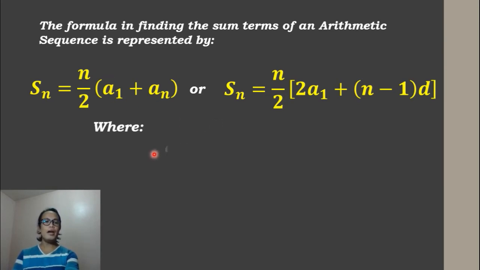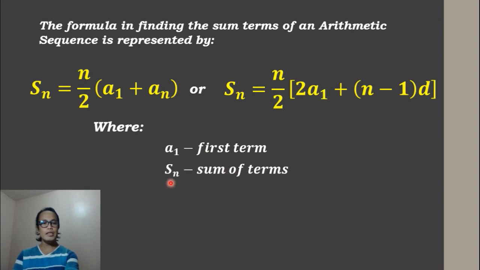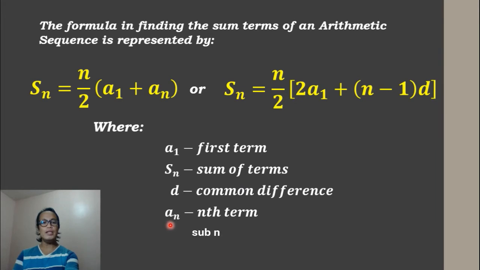Now in this formula, of course, our a sub 1 is denoted as the first term. Our s sub n is called the sum of terms in an arithmetic sequence. Then the d is the common difference. And of course, our a sub n is the nth term.